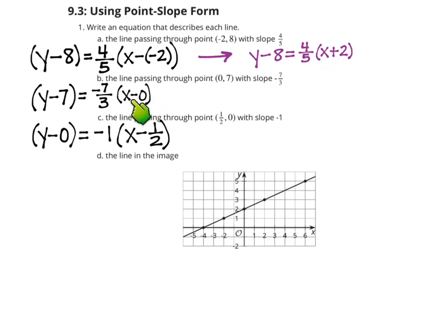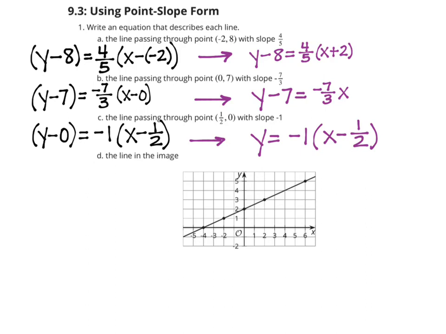For part B, we don't really like to say minus 0. You don't need to write it anytime you're subtracting 0. So that would just simplify to -7/3 x on the right-hand side. And similarly in part C, this minus 0 doesn't need to be written. I could just write that as y, and I end up with that.